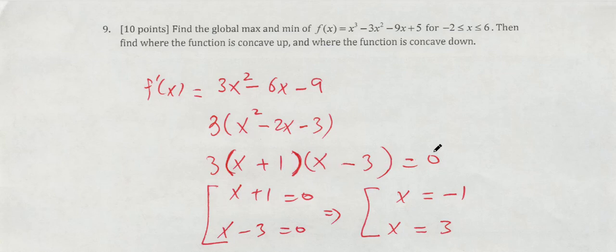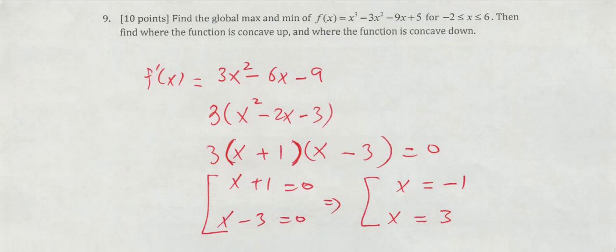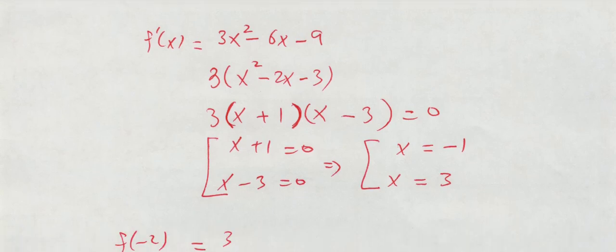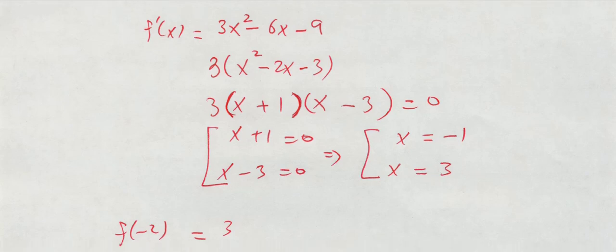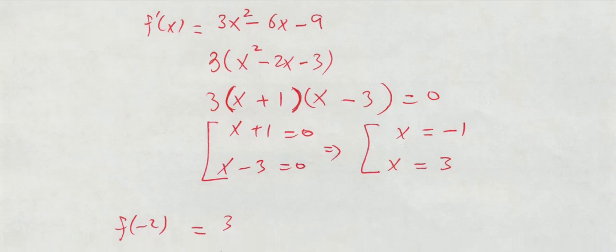And to find the critical points, I set that expression to be 0. That means one of the factors should be 0. Subtract 1 on both sides, I got minus 1. Add 3 on both sides, I got plus 3. And minus 1 and 3 are the critical points.